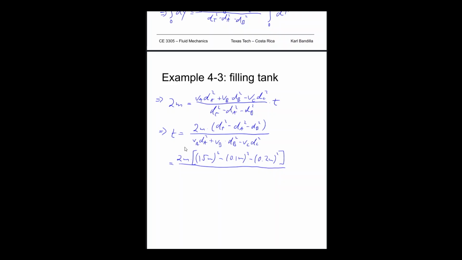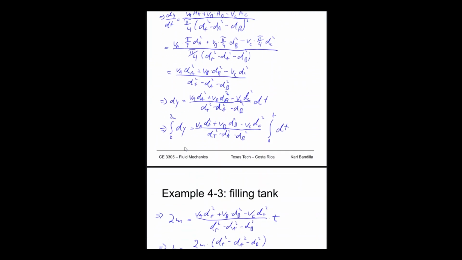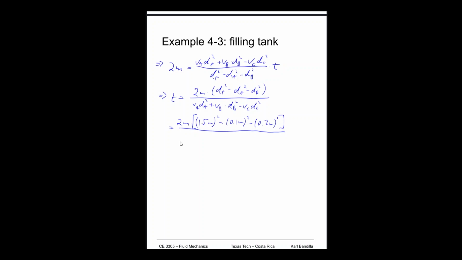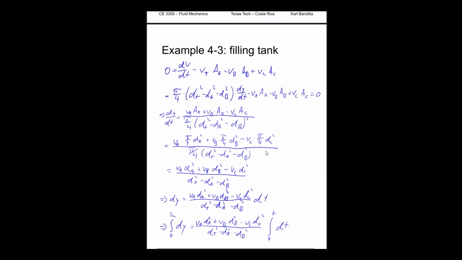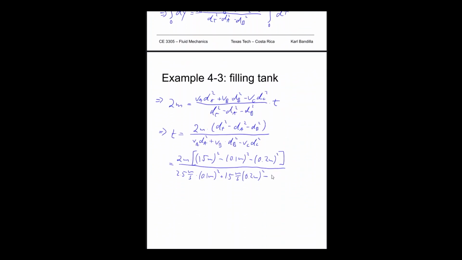Divided by, now the velocity at A was 2.5 and at B 1.5. So that would be 2.5 meters per second times 0.1 meters squared plus VB was 1.5 meters per second times 0.2 meters squared minus VC was 0.375 and 300, minus 0.375 meters per second times 0.3 meters squared.